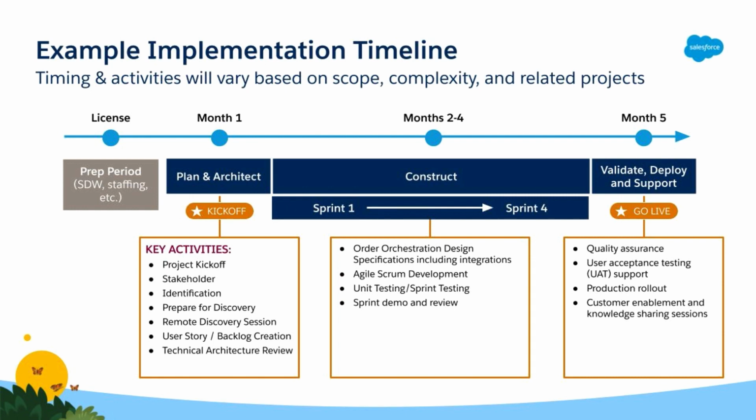And once the work has been done for all the user stories in the construct phase, you'll need to do your final testing. This should include end-to-end QA, full systems integration testing, user acceptance testing, and adequate performance and load testing. All of this will get you ready to successfully launch on Salesforce Order Management.